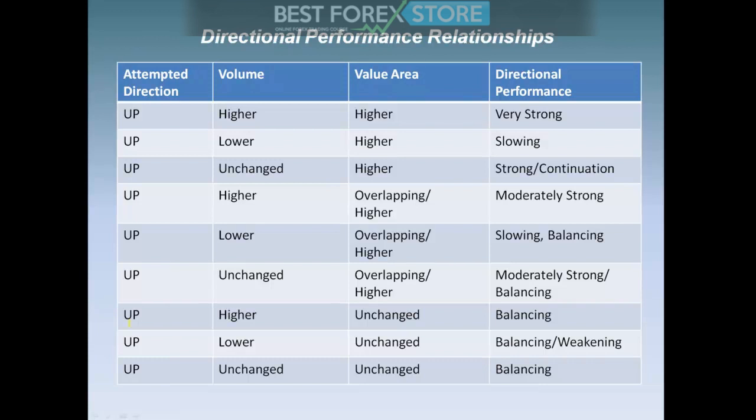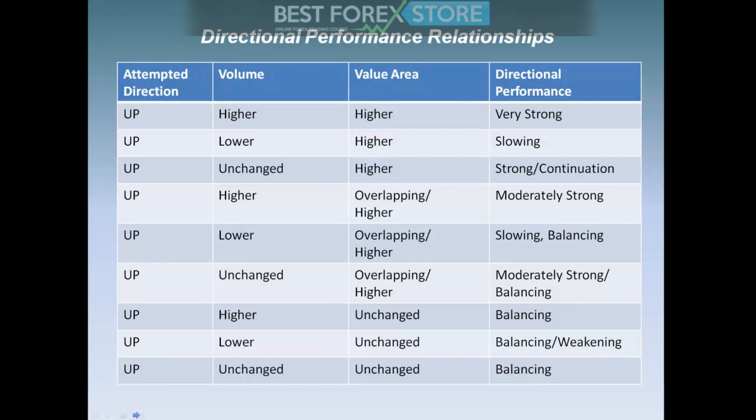So if you take a look at an attempted direction, the direction is up, volume is unchanged, but the value area is higher. What does that tell me? Well, that there is a great likelihood of strong continuation. Look at each condition, and it helps you identify what is happening or what is likely to happen in the market. I have an attempted up direction. I'm getting lower volume. The value area is unchanged. So what is that telling me about the market? It's telling me the market is balancing and that the directional move is weakening.